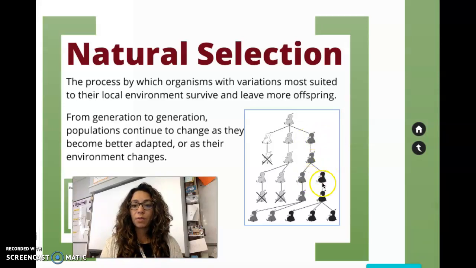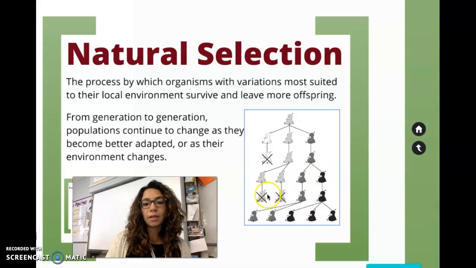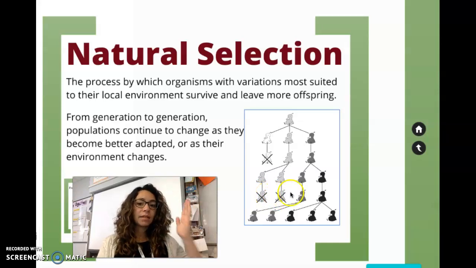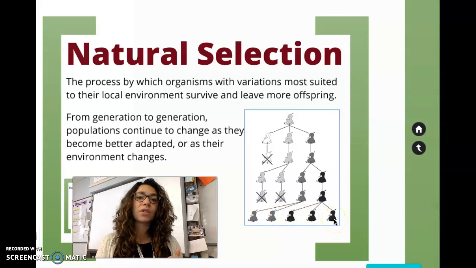And then we even have another mutation where an even darker color is added, so a new phenotype is added, and that one is even better able to survive. So now the lighter gray gets selected against, and the darker ones reproduce and pass on their genes more frequently. So that's the process of natural selection.